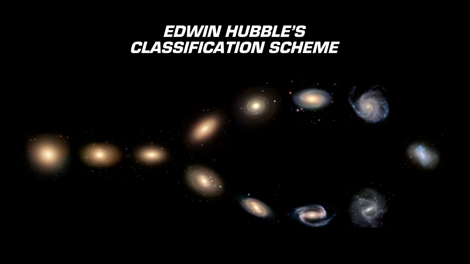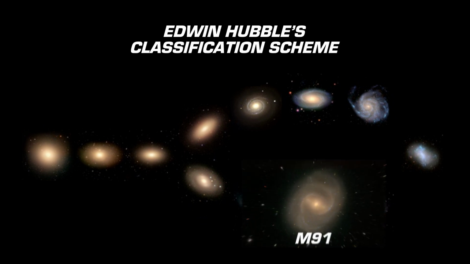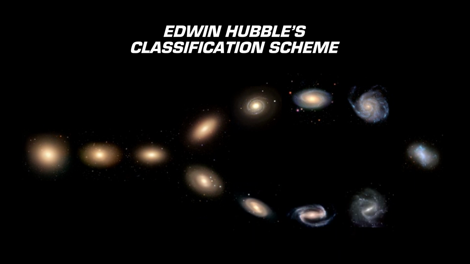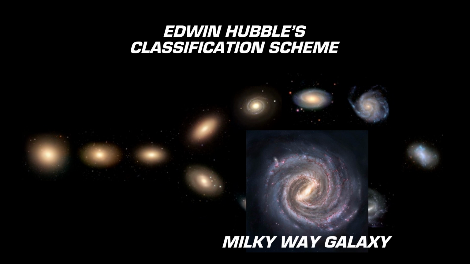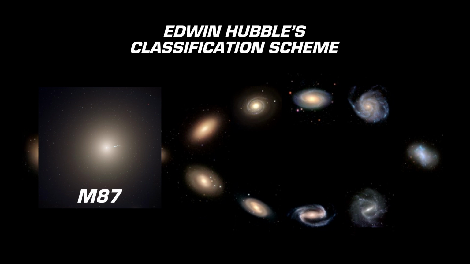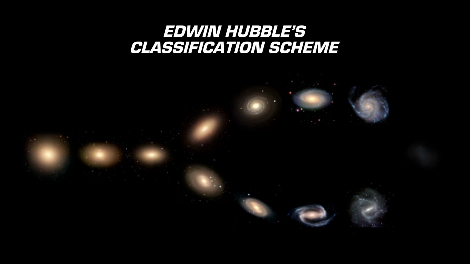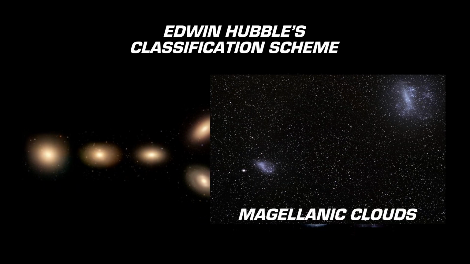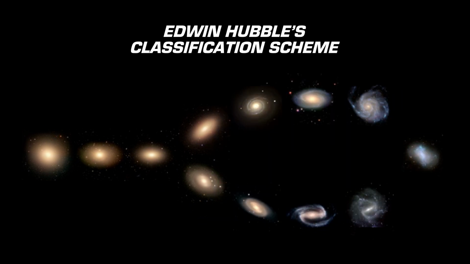Examples of barred spiral galaxies, in which a bar can be seen crossing the center, include M91, or our own galaxy, which is depicted here as it might appear to an observer from outside. There are also elliptical galaxies like M87, which will play a key role in this story, and irregular galaxies like the Magellanic Clouds, which are the closest galaxies to ours and visible from the southern hemisphere, among many others.